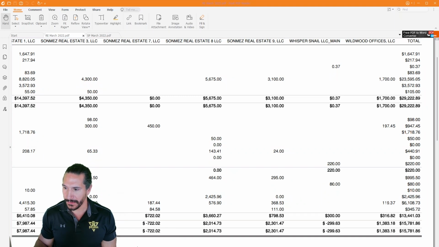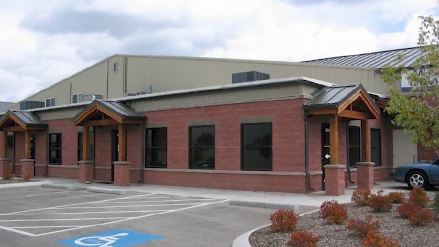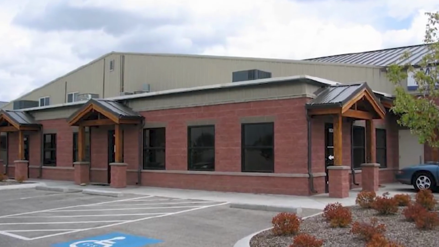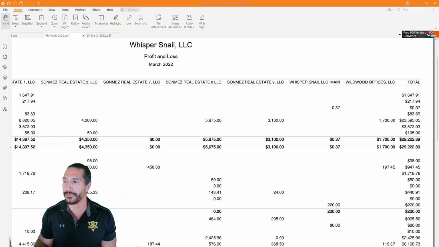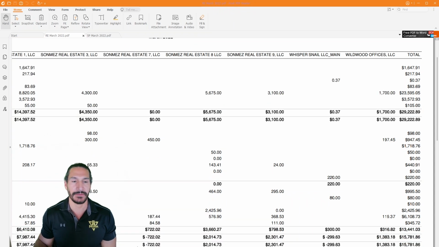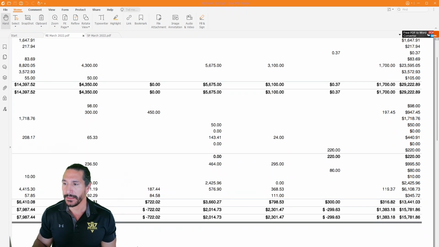And then the last thing here is this Wildwood Offices, which you can see over here is about two office spaces that I've got a nice lease in. I've got one company that I renegotiated a lease with, and I'm making pretty good money on that. And there's very few expenses, so it's about $1,300 in profit. And so you can look at this big number here.